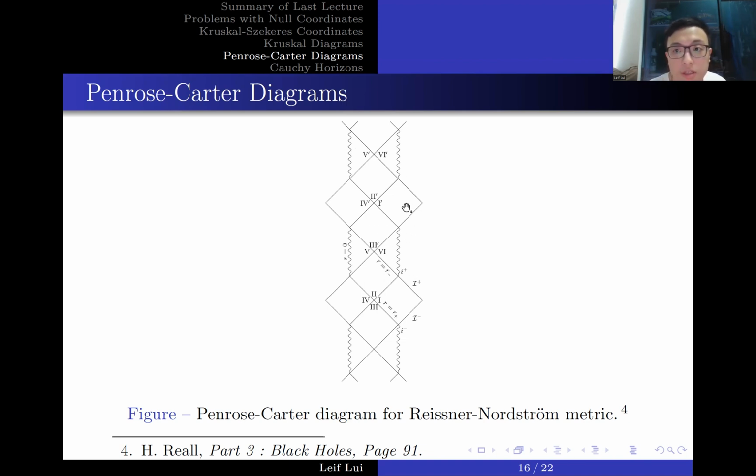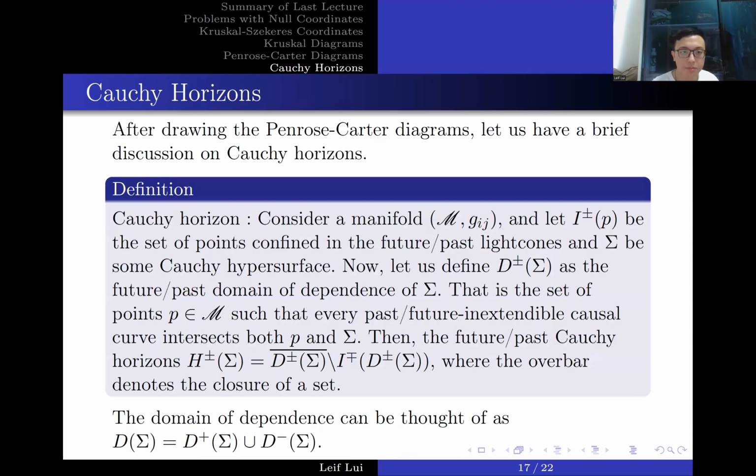to another region that is isometric to the original u plus and v plus ones. And then you can further analytically continue it by introducing a new set of u minus and v minus coordinates, and then you get a new Kruskal diagram. So this is an infinite iteration of Kruskal diagrams, and then we can summarize them in one Penrose-Carter diagram using conformal transformations. So this is quite nice, and I obtained this figure again from Rial's lecture notes, page 91.